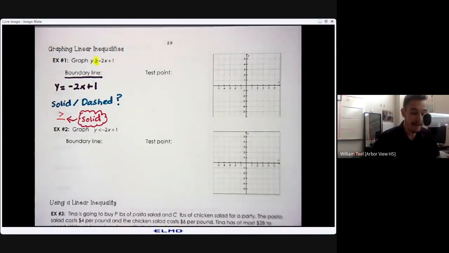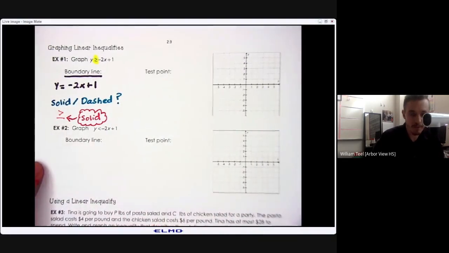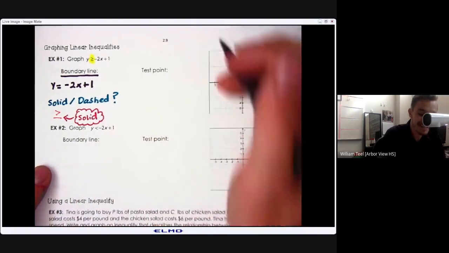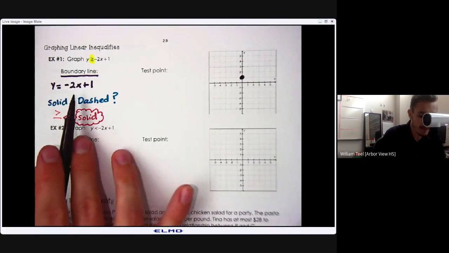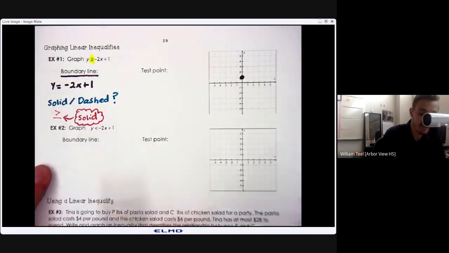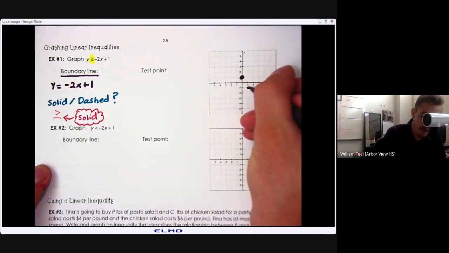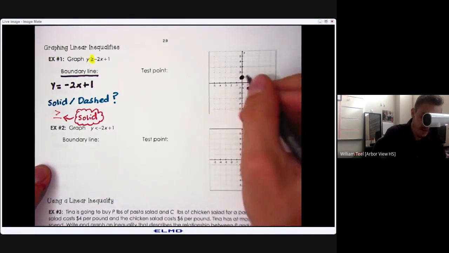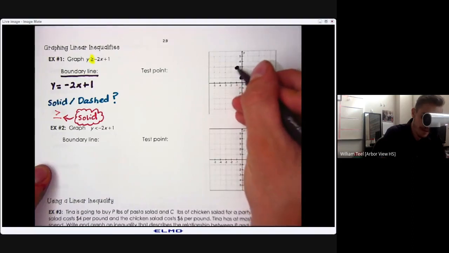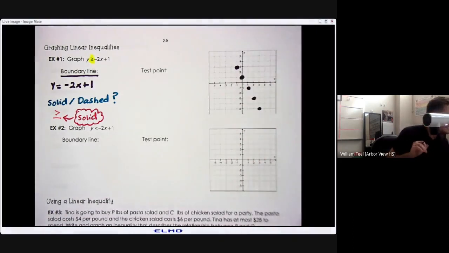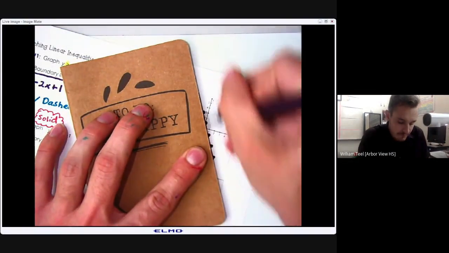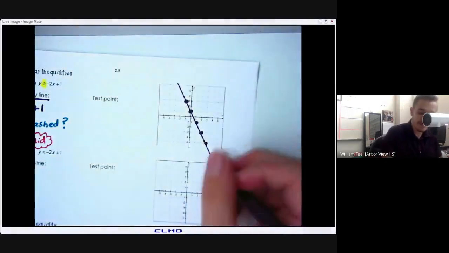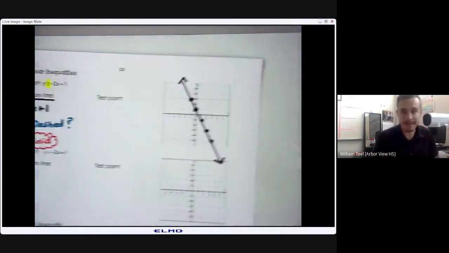So I'm going to go ahead and graph this line using my knowledge of slope-intercept form. I know my y-intercept is 0, 1, so I'm going to plot a point at 0, 1. Then I'm going to use my slope to fill in a couple of additional points. My slope is negative 2, so I'm going to go down 2 to the right 1, down 2 to the right 1. And let's go ahead and do 1 point above. I'm going to go up 2 to the left 1. And now I'm going to connect those dots using a solid line. And that is going to be the line that represents my boundary.